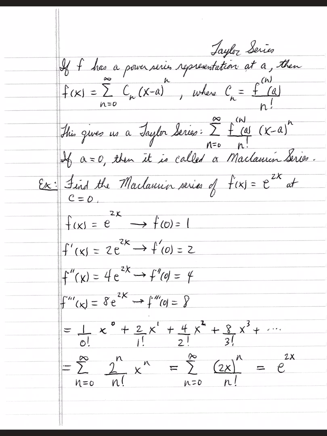If we combine these two terms, we can write this as the sum from 0 to infinity of 2x to the n, just consolidate these two, over n factorial. And this is the Taylor series representation of e to the 2x centered at 0. So we call it a Maclaurin series.